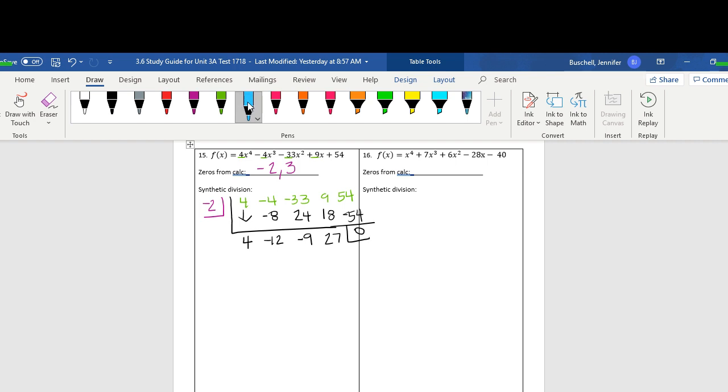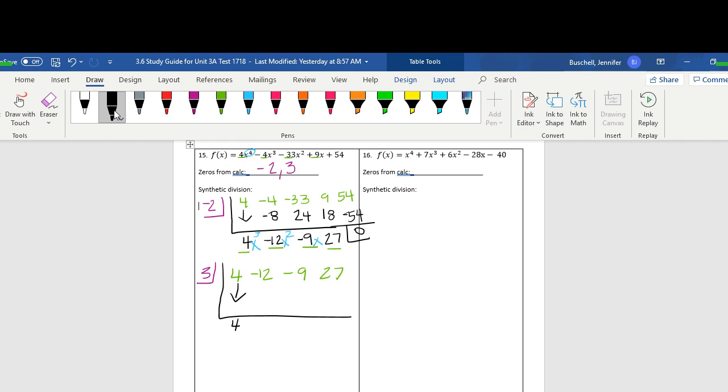Okay. I'm going to figure out where I am at degree. So if I started with x to the fourth and I take out a solution, I'm going to start with x to the third power. And this would be x squared, x, and then no x. So now when I do my other solution of 3, I'm going to start with my leftovers of the other synthetic division. So 4, -12, -9, and 27. Drop the 4, and now I'm going to multiply, add, multiply, add.